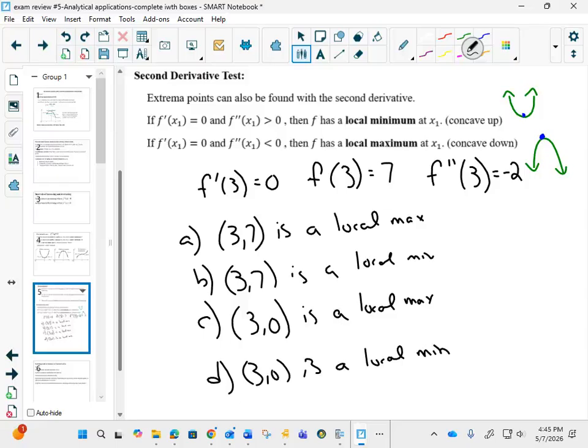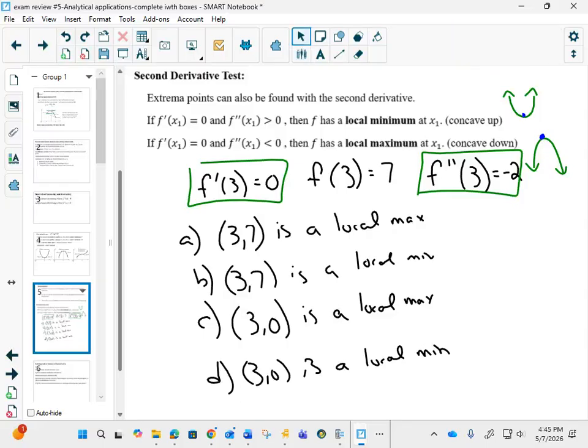This part is necessary to be a max or a min. The fact that it was negative right here tells me that it's concave down. This would tell me that we are going to have a maximum. Where's the maximum? At the actual point, (3,7), not (3,0). Now, in the actual multiple choice question like this, they would also tell you that it's continuous and differentiable, but you don't actually get the equation.